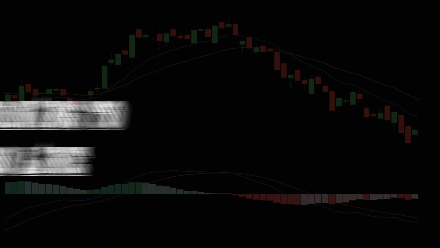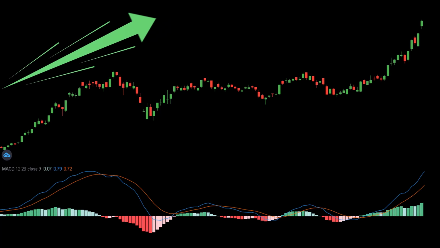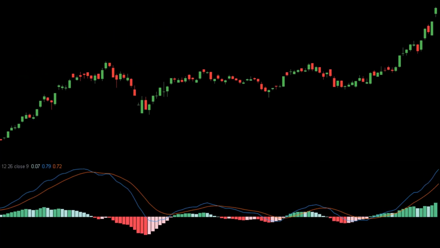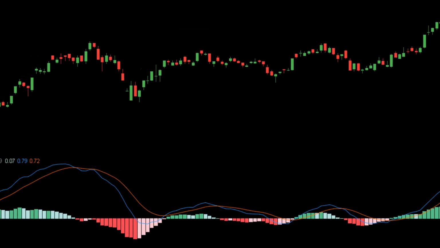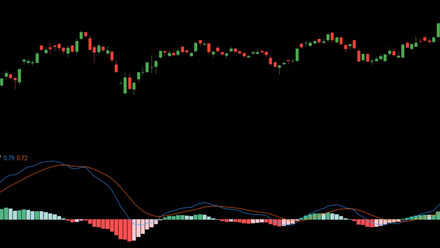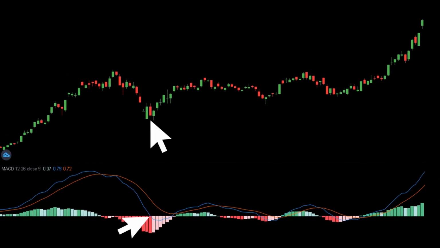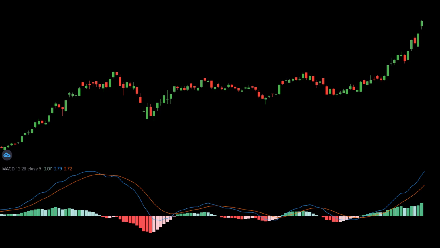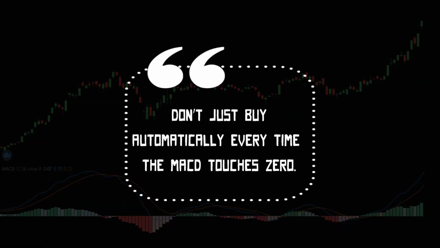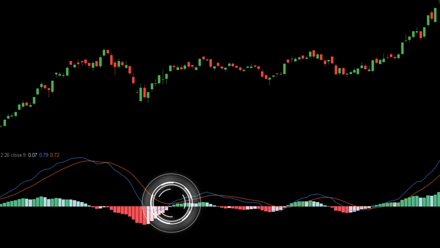Application number 4, MACD returning to the zero line. In a strong trending market, the MACD line often pulls back toward the zero line before price makes its next breakout. So in an uptrend, when the MACD line retraces toward the zero line, that can be a great area to look for buy opportunities. But, and this is key, don't just buy automatically every time the MACD touches zero. You should wait until the MACD line crosses back above the signal line before entering your long trade.